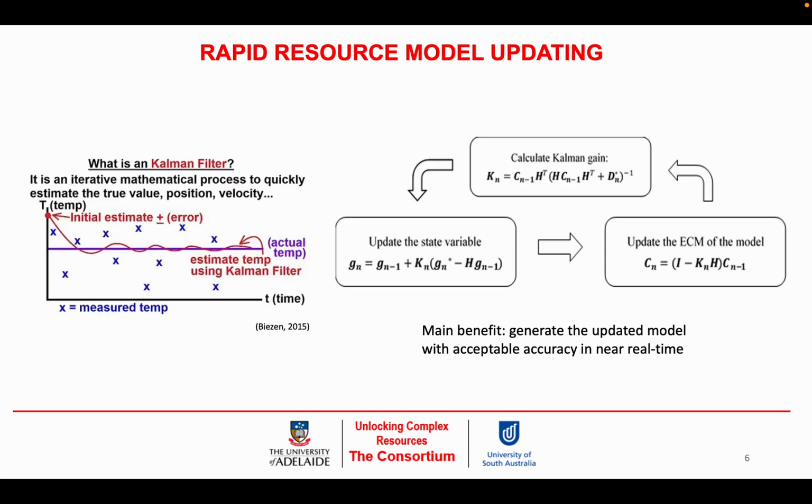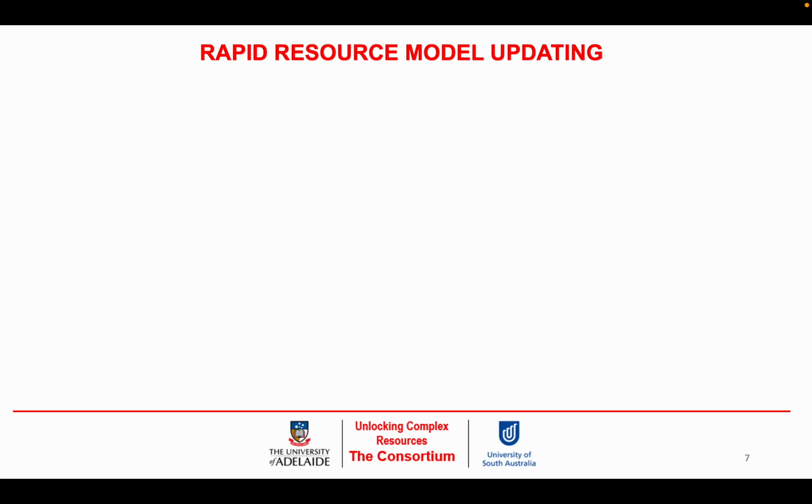The fundamental achievement in this project is a Kalman filter-based approach for rapid resource model updating. Kalman filter is an iterative process to quickly estimate the variable value whenever there is any new data incorporated. The three equations on the right-hand side are derived especially for resource model updating. The main benefit of using this approach is the block model can be downscaled and updated much more quickly than using kriging, which means in near real time. And this is how the approach works.